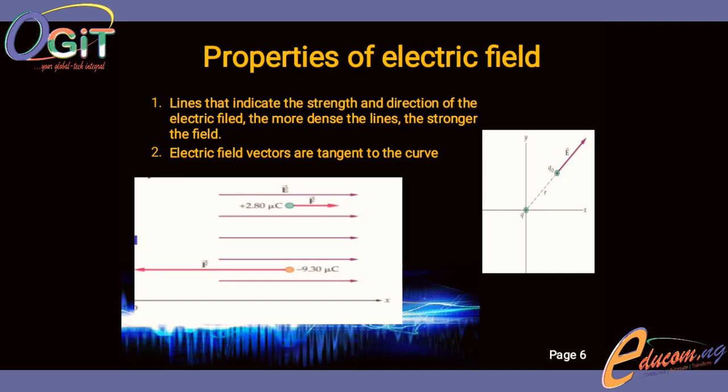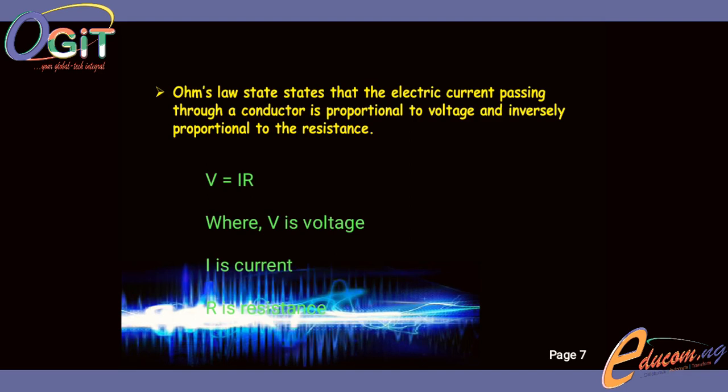Properties of electric field. 1, electric field lines indicate the strength and the direction of the electric field. The more dense the lines, the stronger the field. And 2, electric field vectors are tangent to the curve. Looking at the diagram, you will see that positive charges move in one direction and negative charges move in the opposite direction, and charges will continue to move in this regard, facing each other once they are opposite charges.